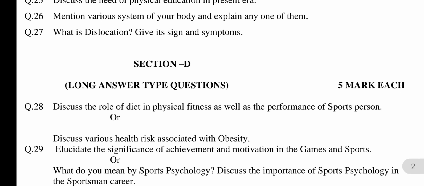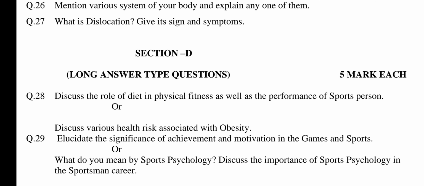Question number 26. Mention various systems of your body and explain one of them. This question is related to chapter number 2, physiological aspects of physical education. The answer may be: the various systems of our body are as listed below. Number 1, muscular system; 2, circulatory system; 3, digestive system; 4, respiratory system. Then give the introduction of circulatory system and write down the effects of exercises on circulatory system.